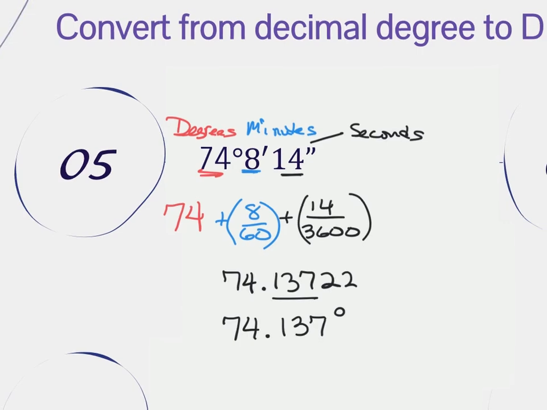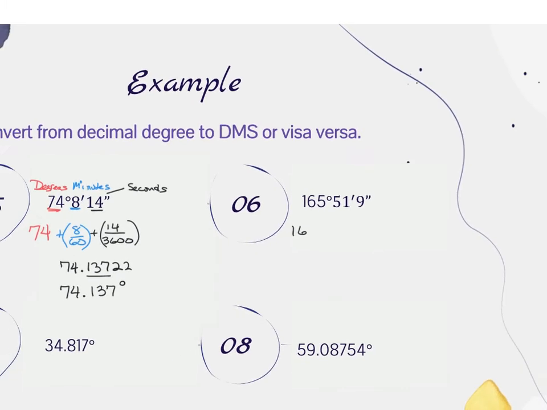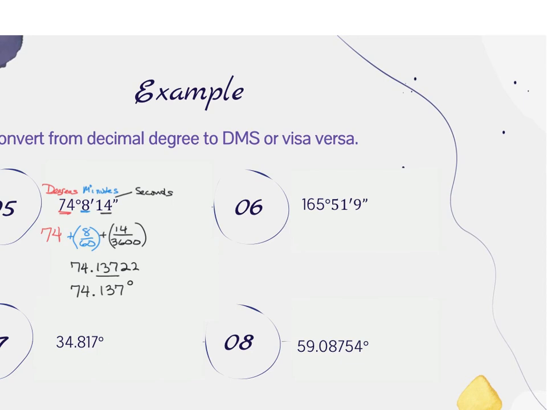We're doing the same thing. We leave the degrees alone. We take our minutes. Let me try to do the same colors. So 74 stays the same, 165 stays the same. Then I'm going to add 51 divided by 60. And then 9 divided by 3,600.